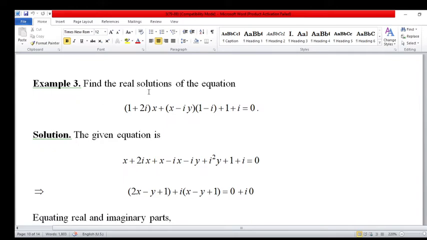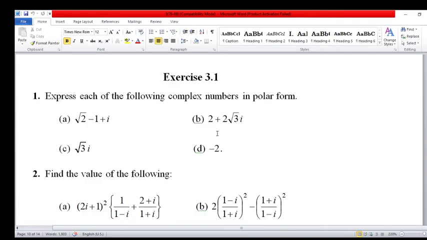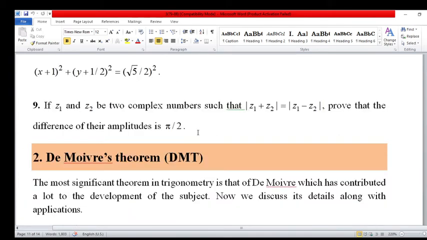Next, find the real solution of the equation. This is for you, and these are exercises for you to do yourself.